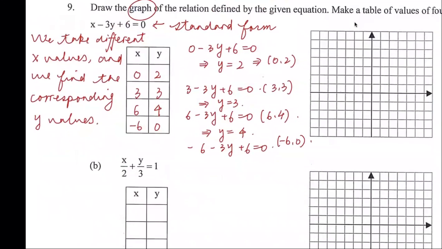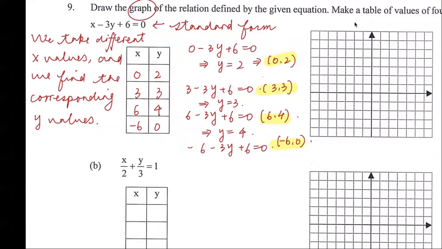So after this whole process, we found 4 points, right? 0, 2, that's on the straight line. 3, 3, 6, 4, minus 6, 0. Okay, so these 4 points are not the only solution. Like I said, there are millions of different solutions if you take different x values.